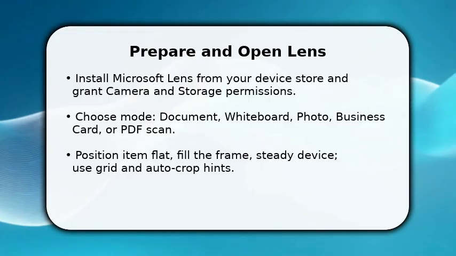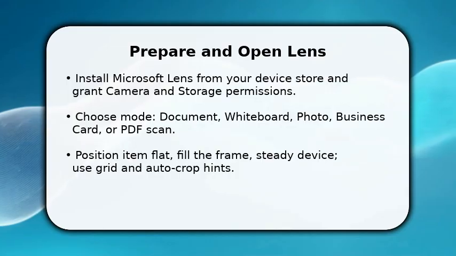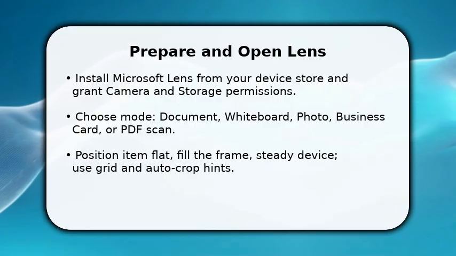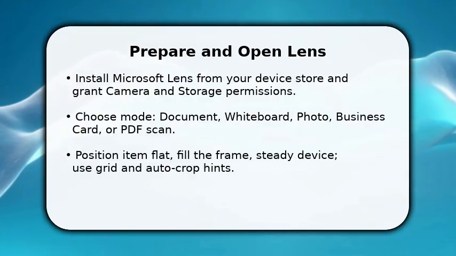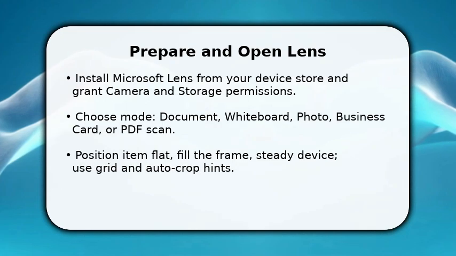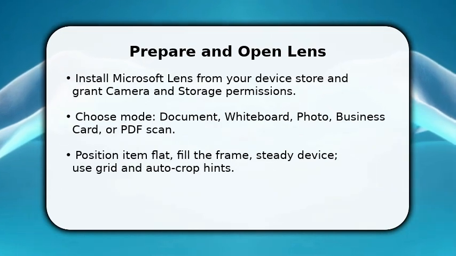Once done, hold your device steady and align the item with the on-screen frame. Lens shows crop guides and will auto-detect edges. Tap the shutter or use the volume button to capture. Make sure lighting is even so Lens can read text clearly and reduce shadows.